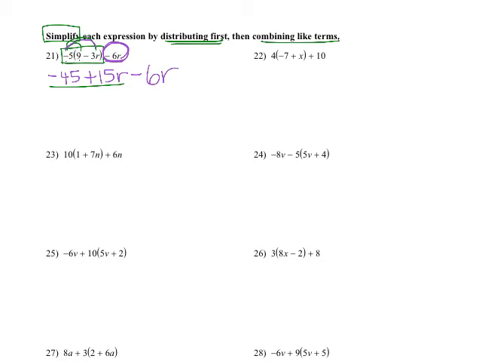What are alike? Well, 15r and negative 6r can be combined, and I would just get 9r, right? 15 minus 6 is 9. And then don't forget this part. It does not have anything we can combine it with. It's just negative 45, no variable with that term. So I end up with 9r minus 45.